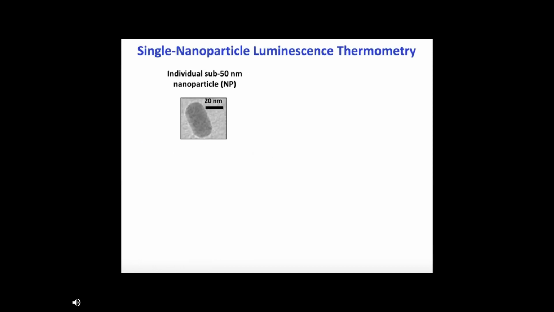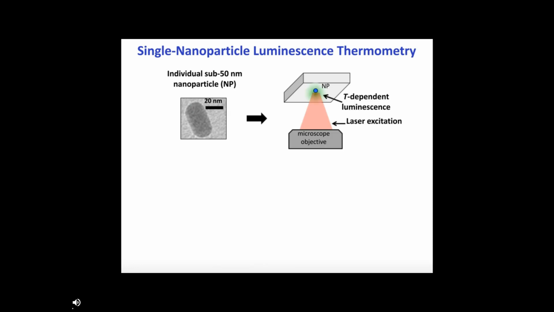The basic idea is that we take a single nanoparticle, we place it on some sample of interest, we use a laser to excite the nanoparticle, and then we measure the temperature-dependent luminescence emitted by the nanoparticle in order to determine the temperature of our sample. And the idea here is that the nanoparticle is very small and in excellent thermal contact with the sample such that it accurately reports the true temperature of the sample.